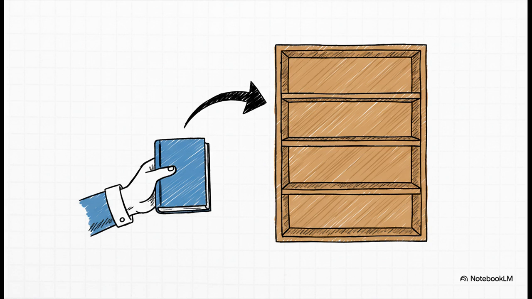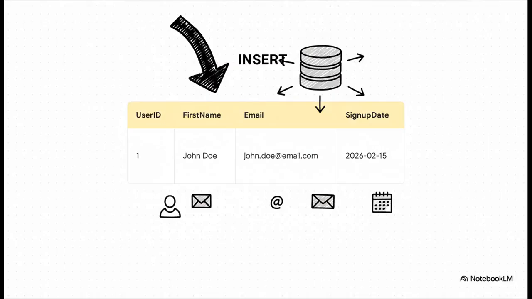First up, create. To create new data, we use a command called insert. Pretty straightforward, right? This is us finally putting a book on our empty bookshelf. And boom, just like that, our table is no longer empty. It has life. We've just inserted a row of data for our first user, John Doe. And you can see how every piece of his information fits perfectly into the columns we designed earlier.